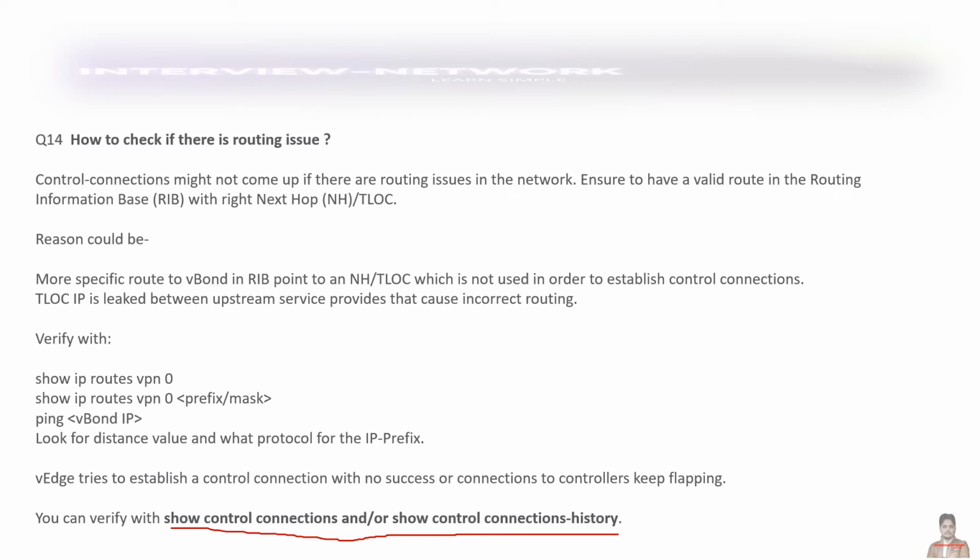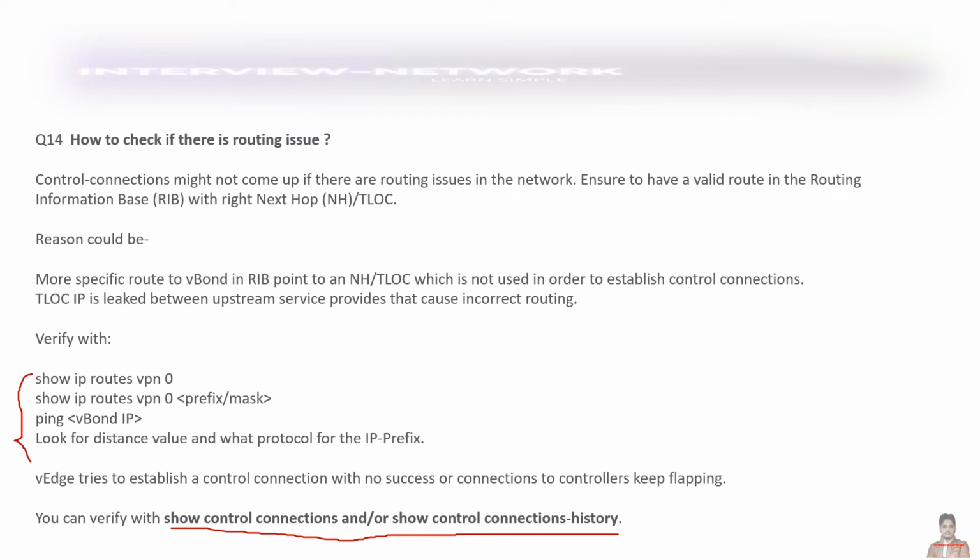Now, in terms of a routing issue, we can use these commands to verify the output: show ip route vpn 0, then the prefix and the mask, ping the vBond IP, and look for the distance value and what protocol is used for the IP prefix. These are the commands that will help you figure out where the routing issue is. If there's a routing issue, then normally there will be no connection between the edge devices, or there will be a continuously flapping connection on the edge devices. These are the reasons when you figure out there's a routing issue.